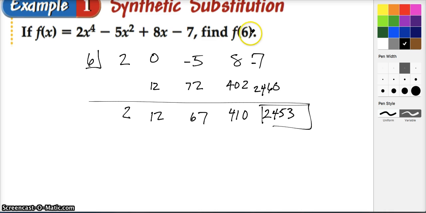I don't know if you think that this synthetic substitution is easier than just plugging it in, but sometimes it's kind of neat. It works out a little bit better than working through it the other way. But if you like substituting back in there, you can definitely do that. But if on an assessment you're asked to use synthetic substitution, I do want to see that you can do that.